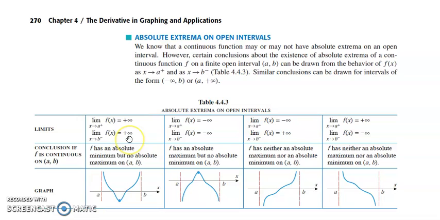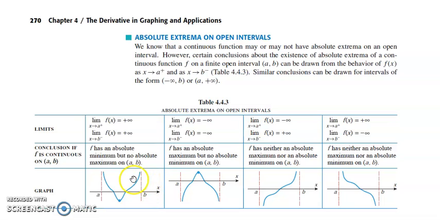So when you have a function defined in an interval of the form open interval AB, so these are the four different cases of the limits. So you can have limit x tends to a plus f of x, so both can be infinity. So as x approaches a, the function can approach plus infinity, and as x approaches b, the function can again approach infinity. So here this will be the form of the graph.